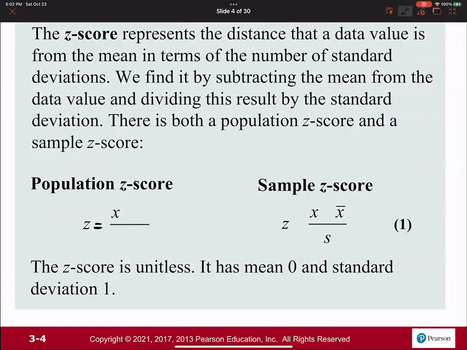So looking at the population z-score, we're going to use our population parameters: x minus the mean divided by the standard deviation. Over here again, it's x minus the mean divided by the standard deviation. Please note that here we have our population mean and population standard deviation, and over here we have our sample mean and sample standard deviation. Both of them are considered z-scores because we're going to see how far away we are from the mean. The deviation from the mean divided by the standard deviation tells us how many standard deviations we are away from the mean.